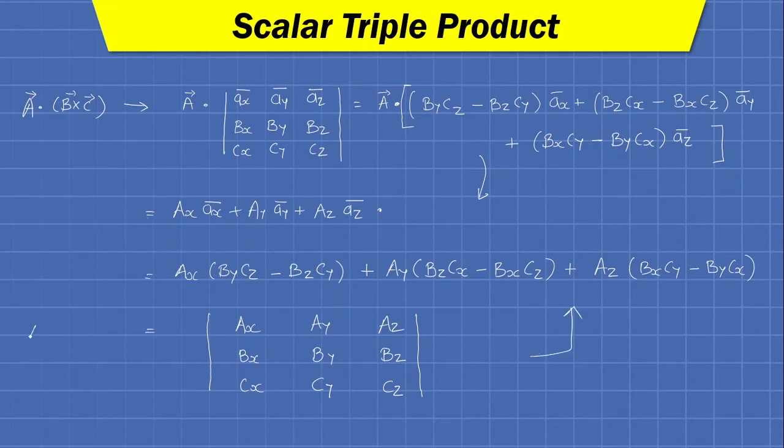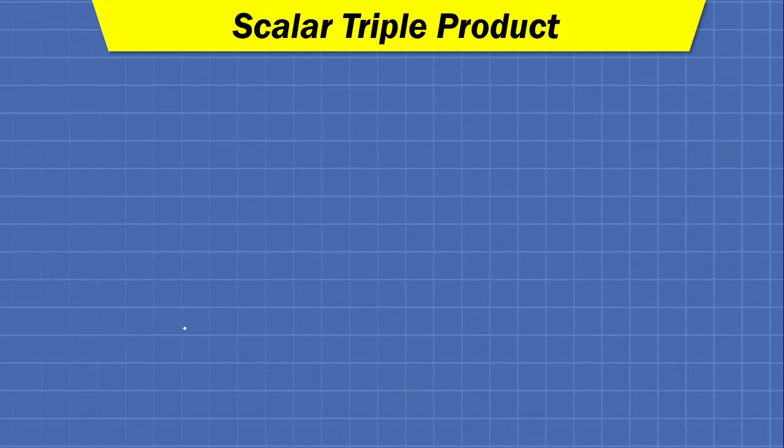Fine. So hence we have seen how the scalar triple product is defined mathematically. Now let us see how it shows the volume of the parallelepiped which is formed by these three vectors. So for simplicity, I am going to draw a cube. I am drawing a cube with length and height equal to 3 units.